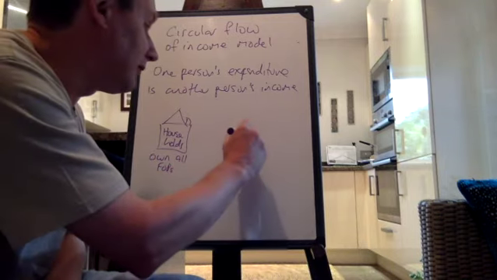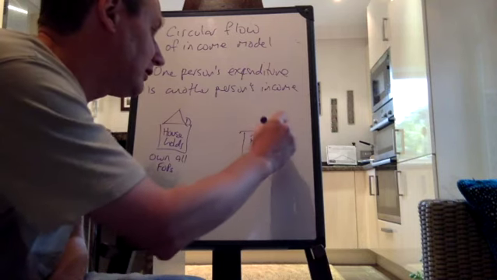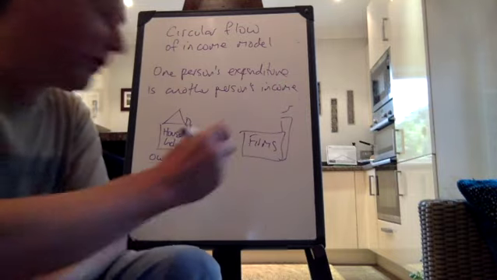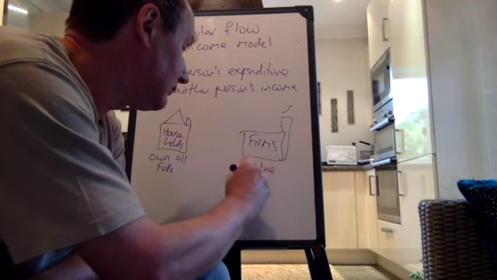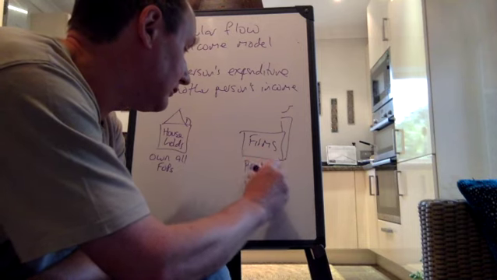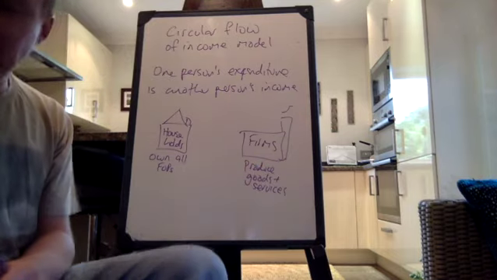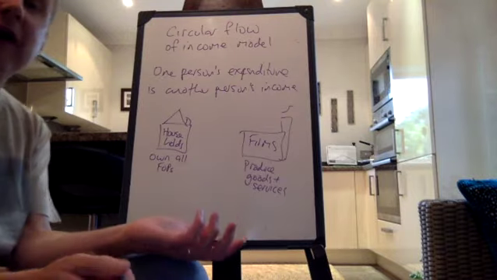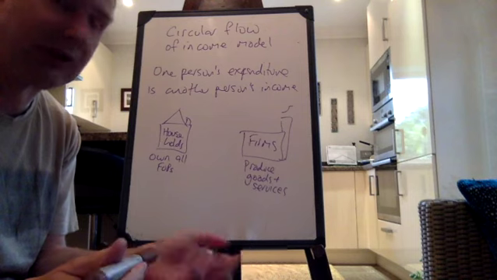The other sector in this model is firms. Their job is to produce goods and services. So, how are they going to produce goods and services? The answer is that they're going to need to hire factors of production from households. They're going to need land, they're going to need labour, they're going to need capital, all that type of stuff.